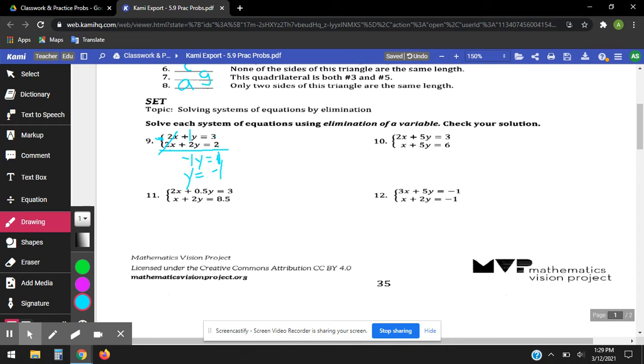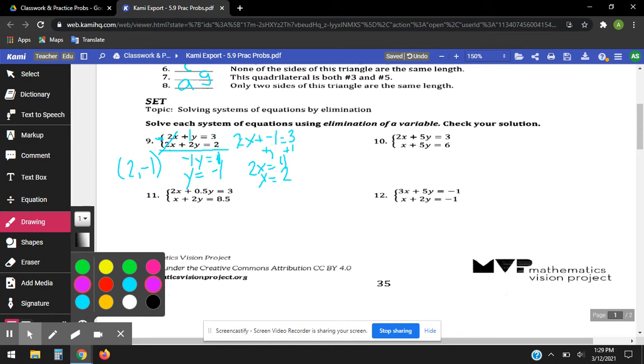And I need to plug in y so I can get my x. So 2x plus negative 1 equals 3. I'm going to add 1 to each side. 2x equals 4, so x equals 2. So my solution to this one would be 2 comma negative 1.